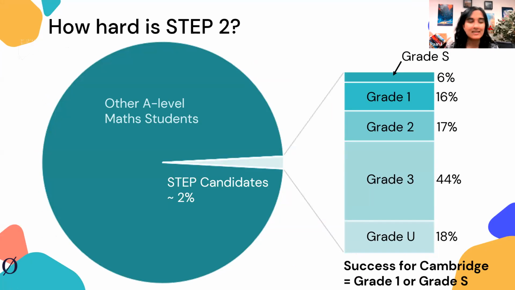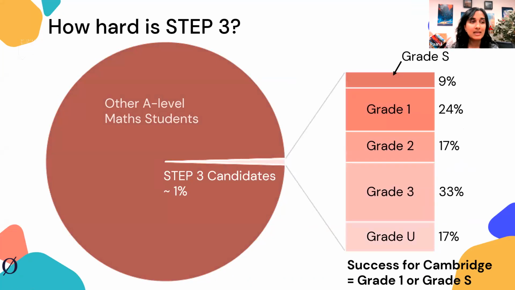So, okay, let's look at how hard step 2 is. Remember we said we have all of the A-level mathematicians, and step is aimed at the top 2% of them. Within that 2%, 6% typically get a grade S, 16% grade 1, 17% grade 2, 44% grade 3, and 18% don't manage to pass, unfortunately. But to get grade 2 or above, around 40% of people would get a grade 2 or above in step 2.